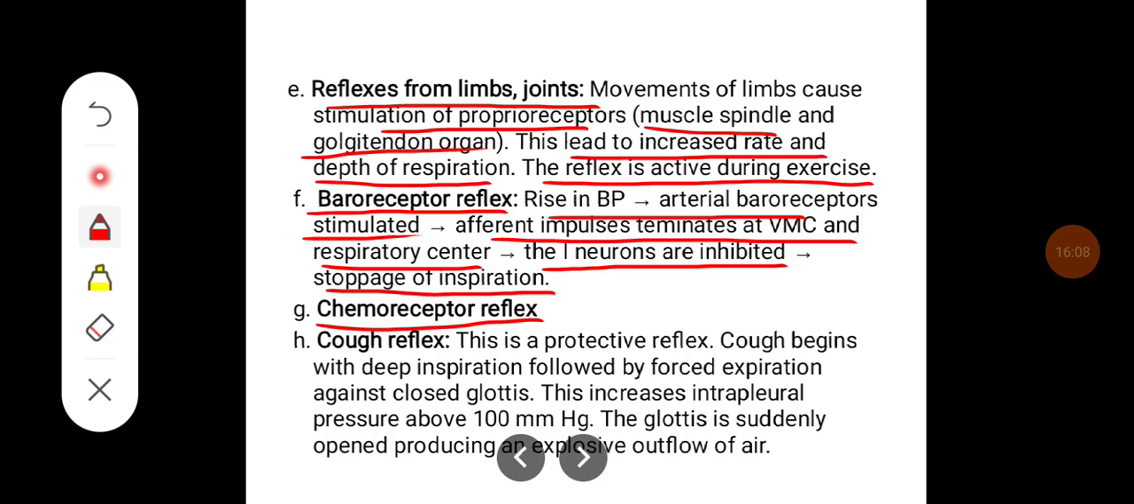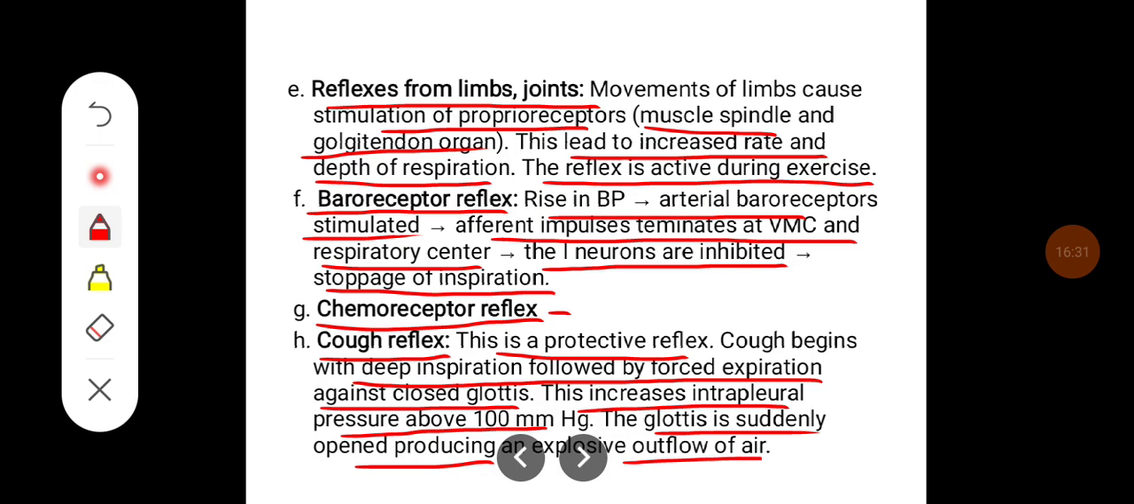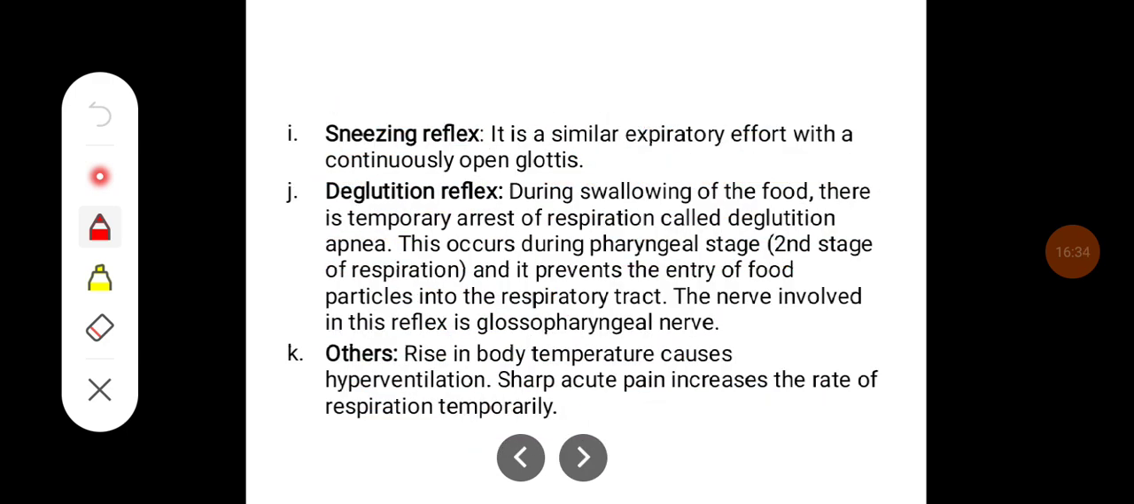Then we have the chemoreceptor reflex, which we are going to discuss separately. The cough reflex is a protective reflex. Cough begins with a deep inspiration followed by forced expiration against a closed glottis. This increases the intrapleural pressure above 100 mm of Hg. The glottis is suddenly opened, producing an explosive outflow of air. Then the sneezing reflex is similar to an expiratory effort with a continuously open glottis.